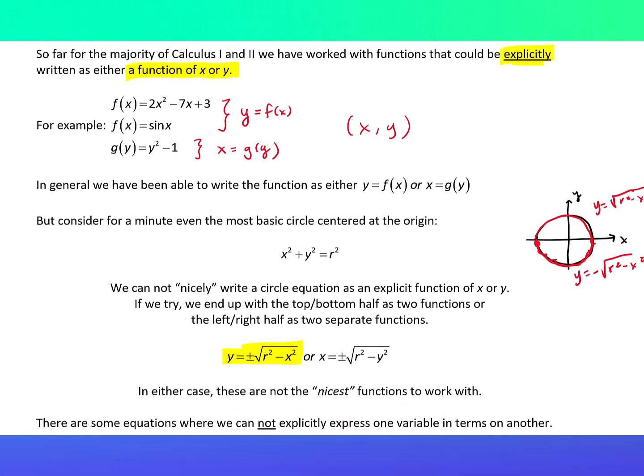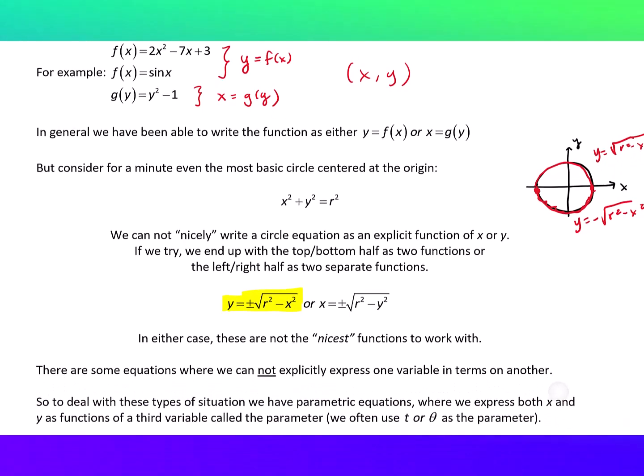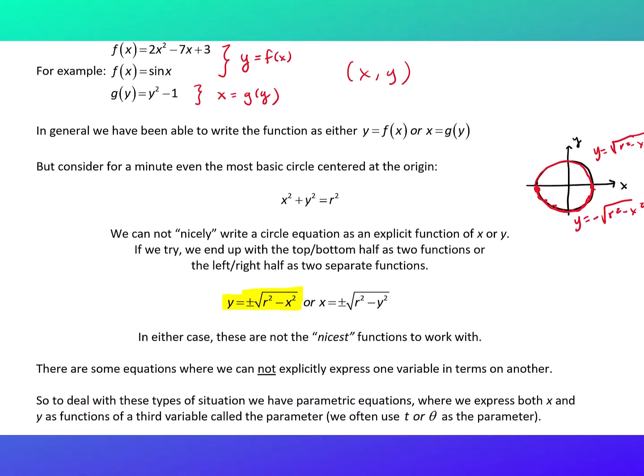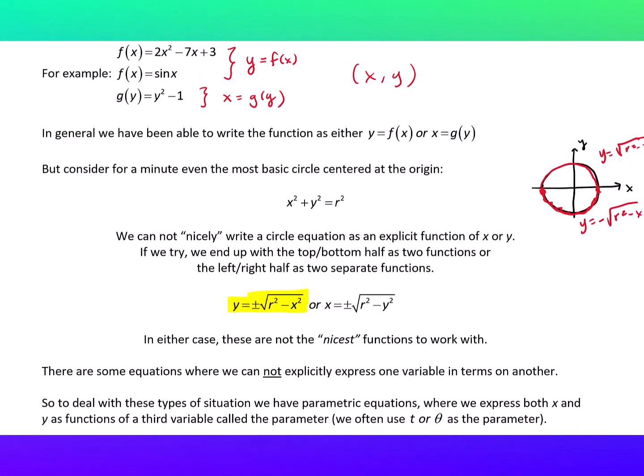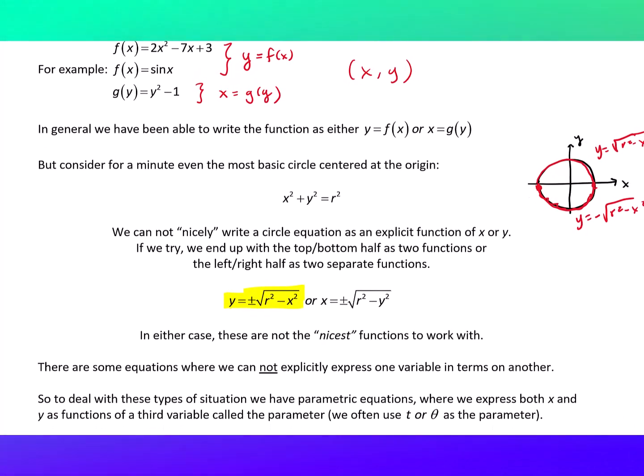And in fact, there are some equations that we could not explicitly express as one variable in terms of the other. So how do we deal with these? Well, we deal with these by using what are called parametric equations, where we can express both x and y as functions of a third variable that we call the parameter. Now, we do often use t or theta as the parameter. So let's take a look at those.